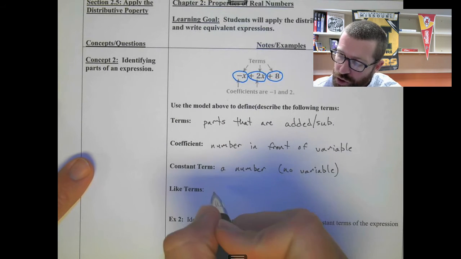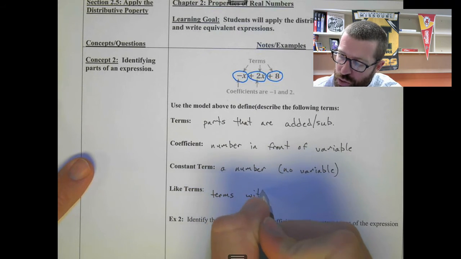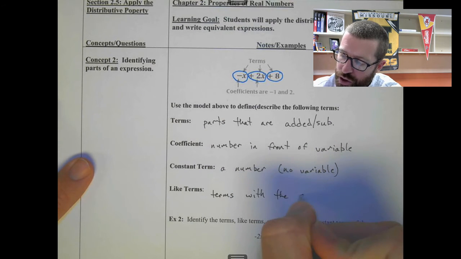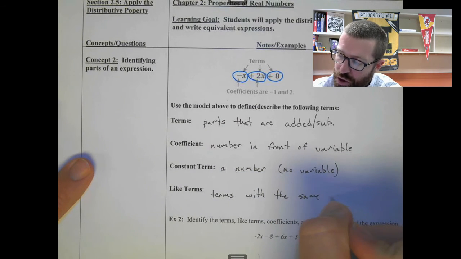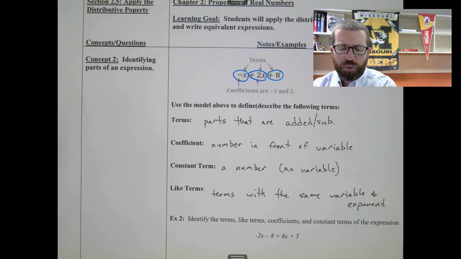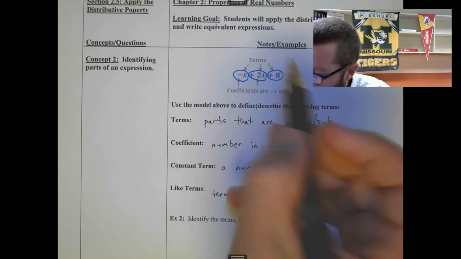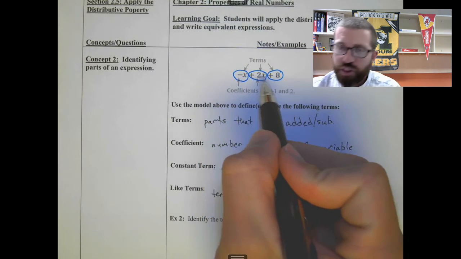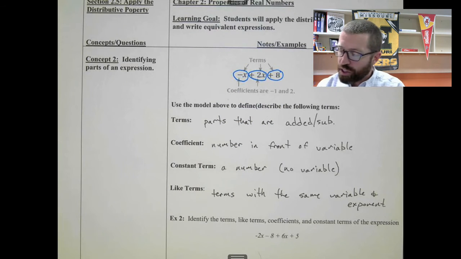And then like terms are terms with the same variable and exponent. That's kind of an abbreviated way to say that if the variable has the same exponent, then it's a like term.